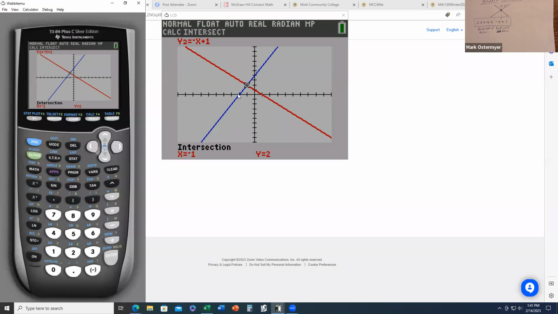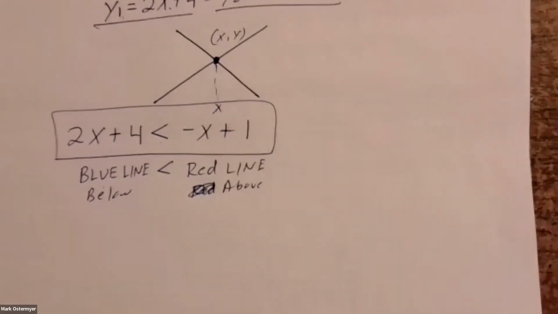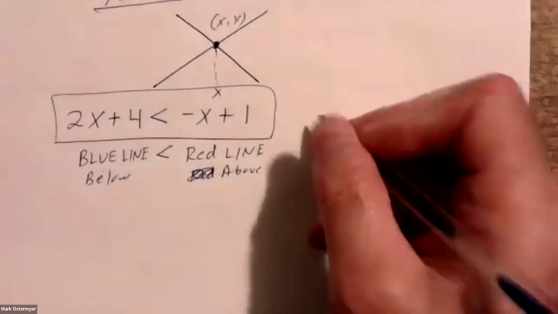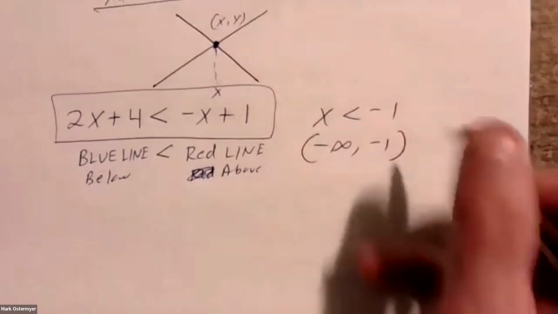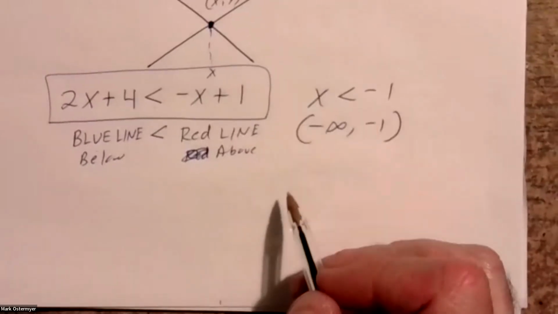For values of x that are less than -1, the graph of the left side of the inequality is below the graph of the right side of the inequality. If you put in values that are greater than -1, no good, because then the left side of the inequality will be greater than the right side. So the solution set has got to be x is less than -1. And we're done. We've solved it. So this inequality has been solved graphically. In interval notation, the solution set would be that. Okay. There you go.